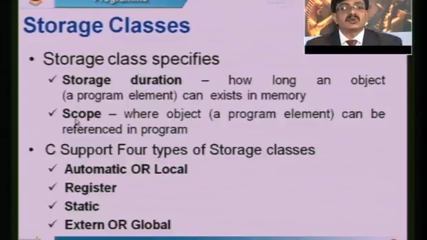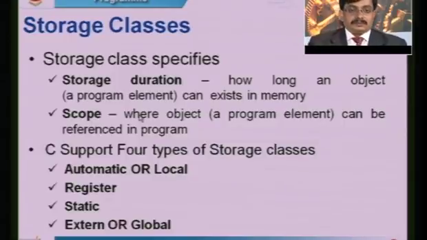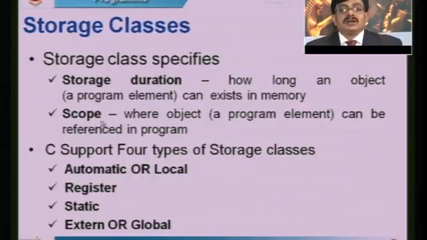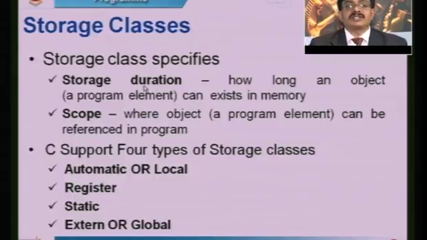The other thing is the scope. Scope means where exactly the memory contents of the variables can be accessed, where an object or program element can be referenced in the program, in which code segment of the program I can access these particular variables. Whereas the storage duration is the lifetime of a variable, how long the variable has a lifetime within the course of execution of the program. You will get to know this in certain examples we take.